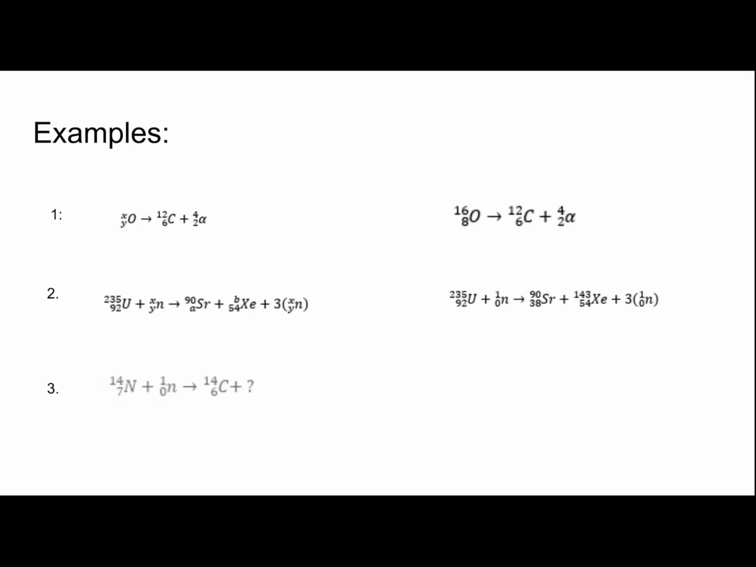Question 3: I want you to find the missing element. We have nitrogen plus one neutron, and it becomes carbon plus something else. You should find that the last one is actually just a hydrogen. Just check if you've got the exact same answer.